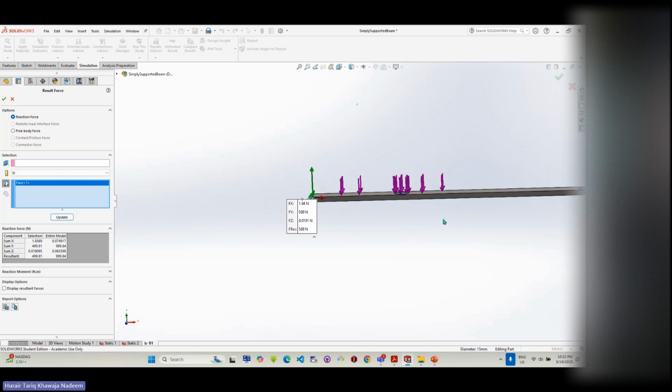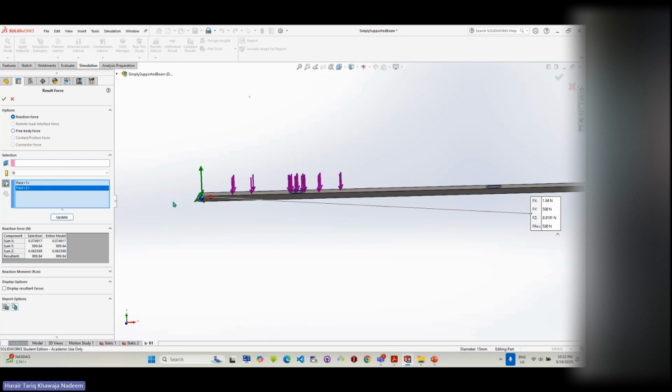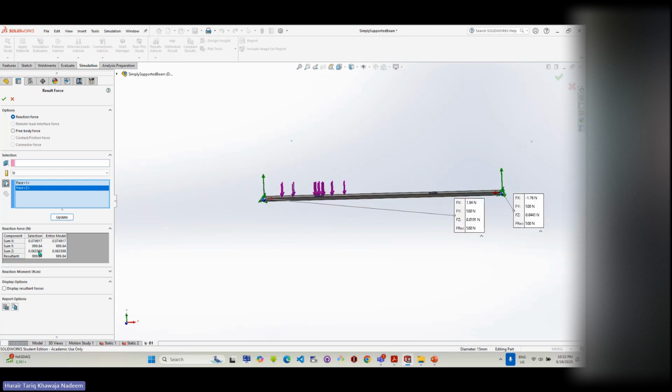But if I click on this one as well and update, what does it give me? This is the selection. I selected two of them. This is the first selection, that's the second selection. 999.84, which is in the y direction. These two you can ignore. You can consider that this is because of some computational error. So you can get the resultant force, the reaction force, very easily.